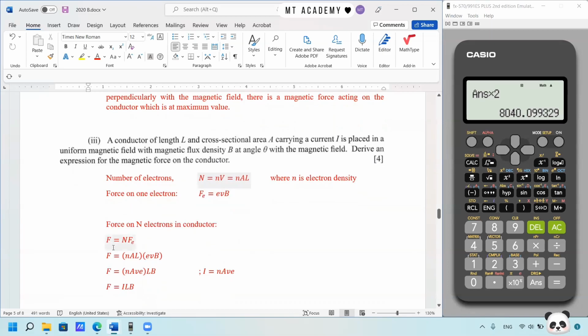So what we have is the force equal to n multiplied by F, and we substitute all the expressions above. So we would have nAL eVB. When you rearrange the equation, you can obtain nAve, which can be substituted as the current, giving ILB. So this is what has been taught in the textbook. From the question, we have another variable, which is the angle. So we just add the angle in the formula of the force, which is equal to eVB sine theta. Then we copy the sine theta into the following equations. So that is the final expression of the magnetic force on the conductor.